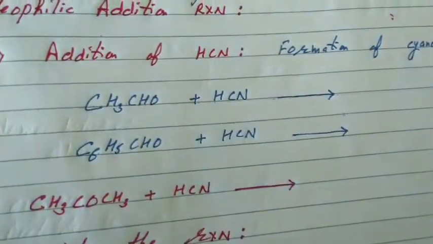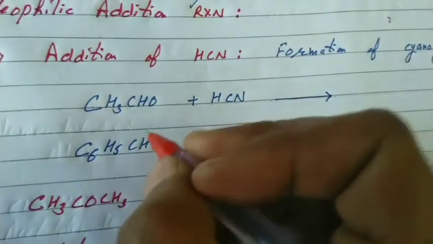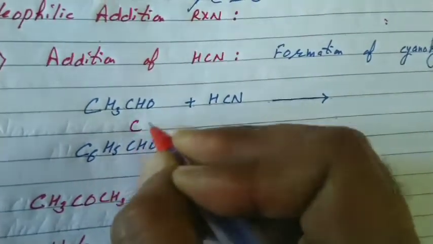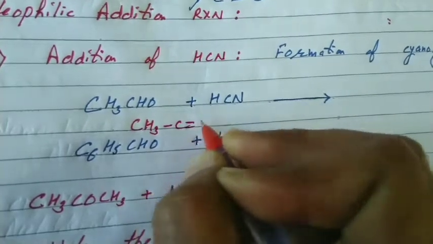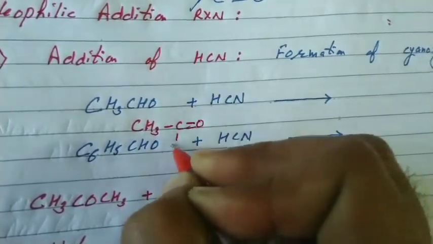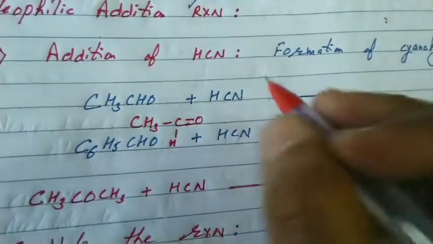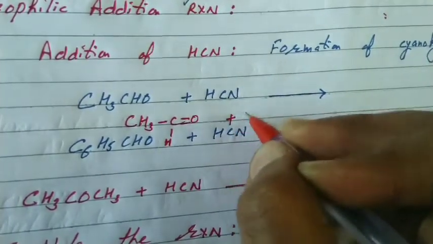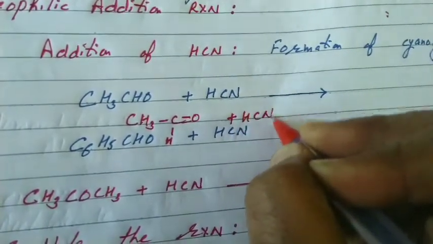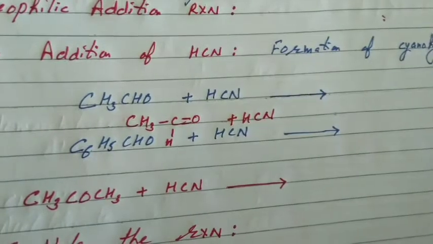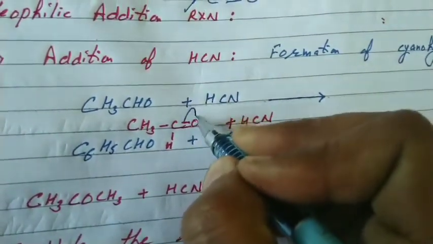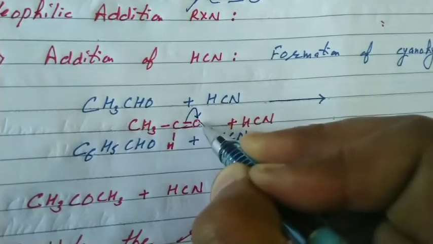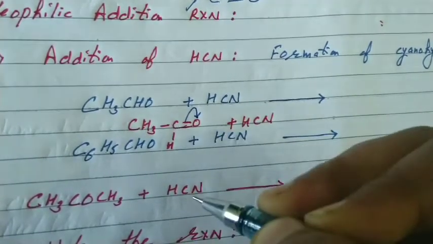CH3CHO. Students, it's easier if you open up the carbonyl compounds. CH3CHO is the carbonyl compound, that is acetaldehyde. We are treating it with HCN. Now all of you know that between carbon and oxygen, oxygen is more electronegative, so the pi electrons migrate to oxygen. Definitely it will acquire a negative charge, and the carbonyl carbon will acquire a positive charge.